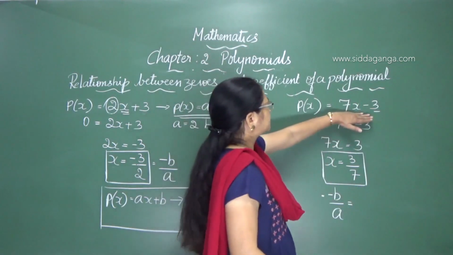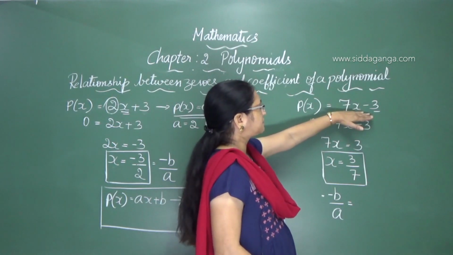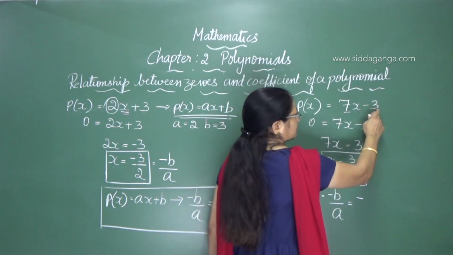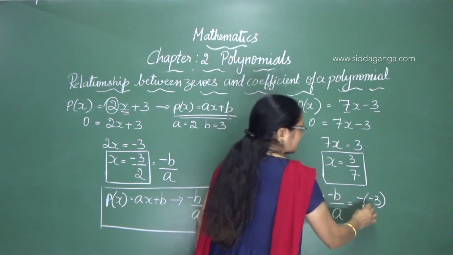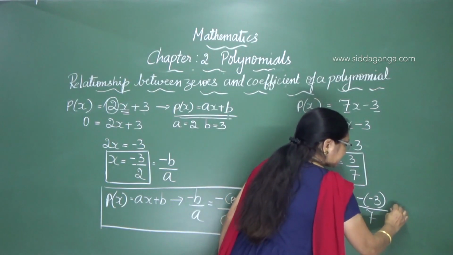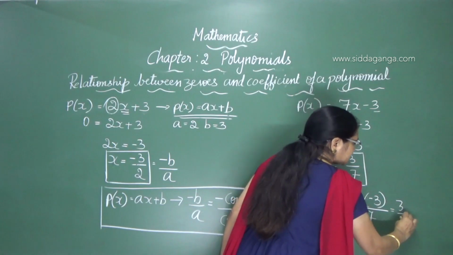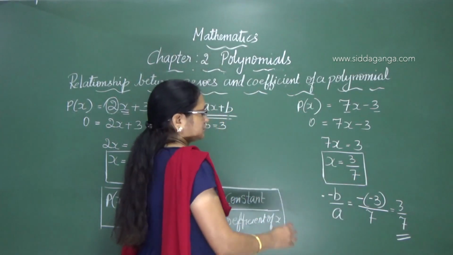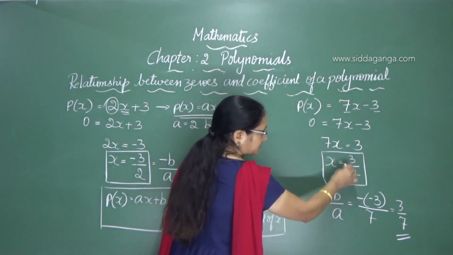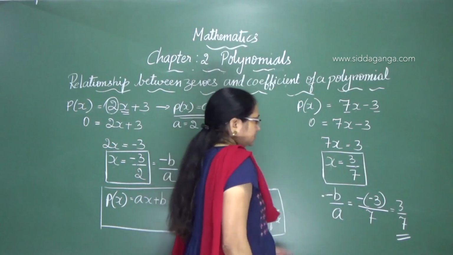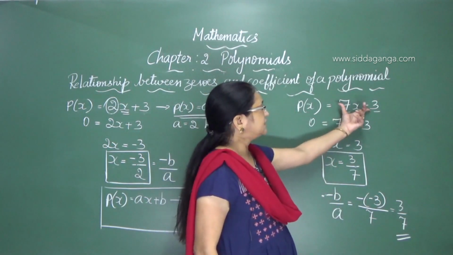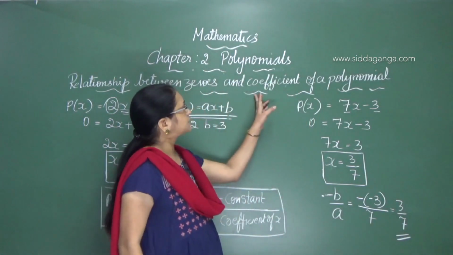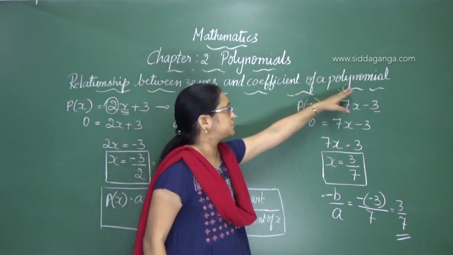Now just compare this with the general form of a linear polynomial, ax plus b. See, this is minus, so b is minus 3. And a is 7. So minus into minus, this will become 3 by 7. See here, x is equal to 3 by 7. Then we can come to the conclusion that 3 by 7 is the zero of the polynomial. We are comparing with the coefficients of the linear polynomial, minus b by a. So this is how you can see the relationship between the zeros and the coefficients of the polynomial.